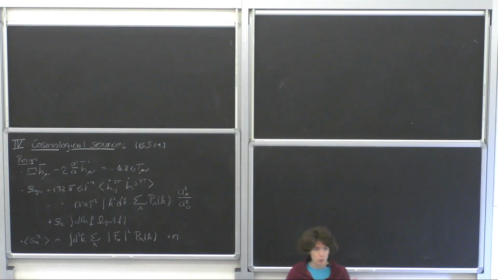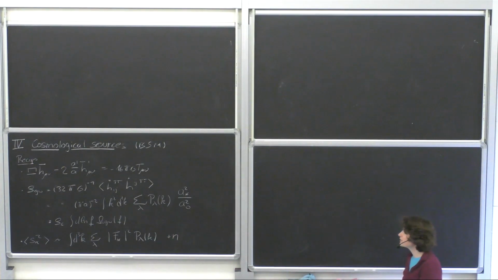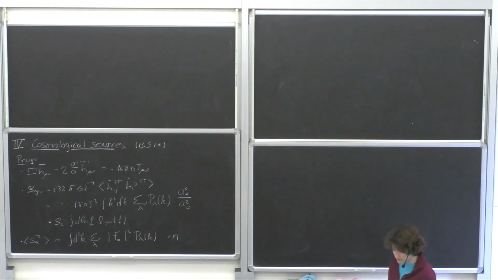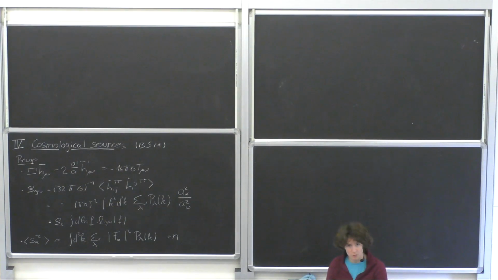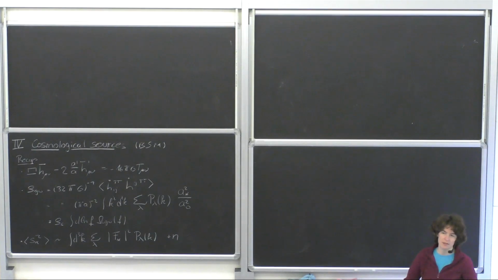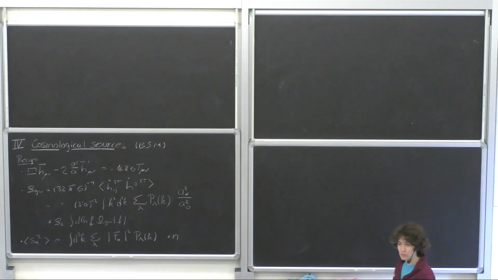Okay, so welcome back to the fourth lecture on gravitational waves. Today we'll be talking about cosmological sources, and that's where we make the connection to BSM physics, because nearly all the sources that I'll be talking about will be some form of BSM.